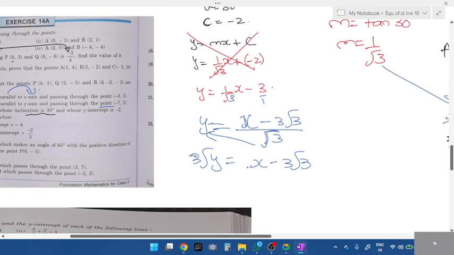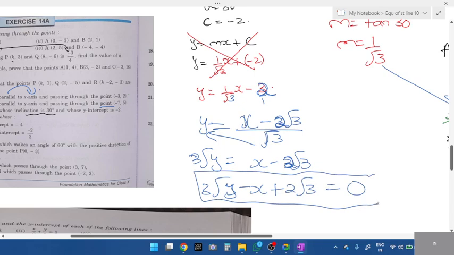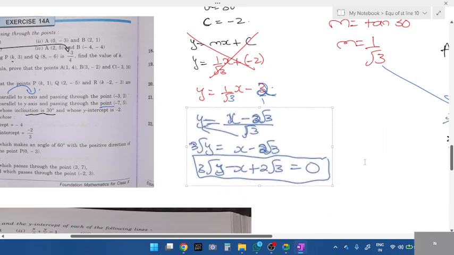Then convert everything towards the left hand side. Root 3y plus x goes to the other side, minus x minus, sorry, here it's supposed to be 2, students. C intercept is 2. I mean, y intercept c is 2. Minus 2 root 3 goes to the other side, plus 2 root 3 is equal to 0. This is the answer. So try to take LCM, shift the denominators. All of you understood how to solve this question?